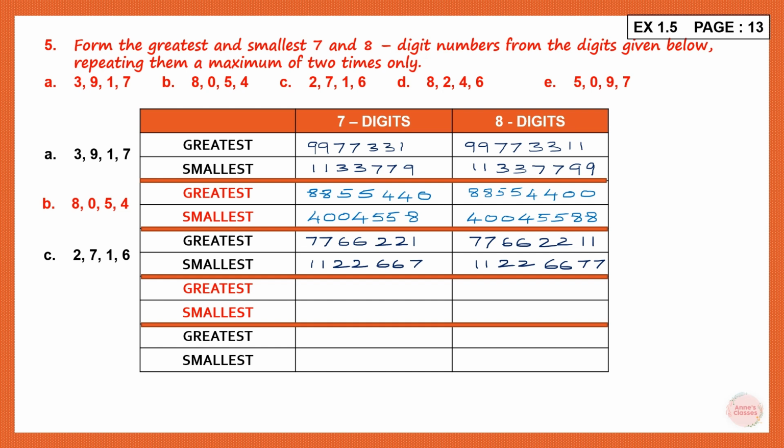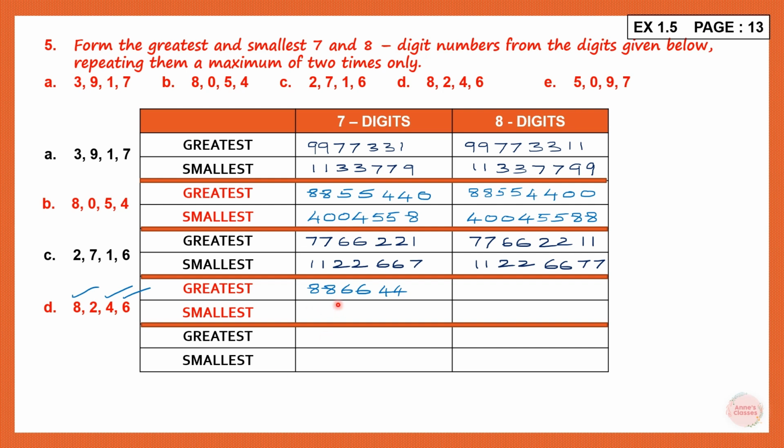Now let's go on to the next one. The next one is this. 8246. To form the greatest, let's begin with the greatest digit, that is 8. Repeat it. Then go to 6. Repeat. Then go to 4. Repeat. Now we have a 6-digit number here.